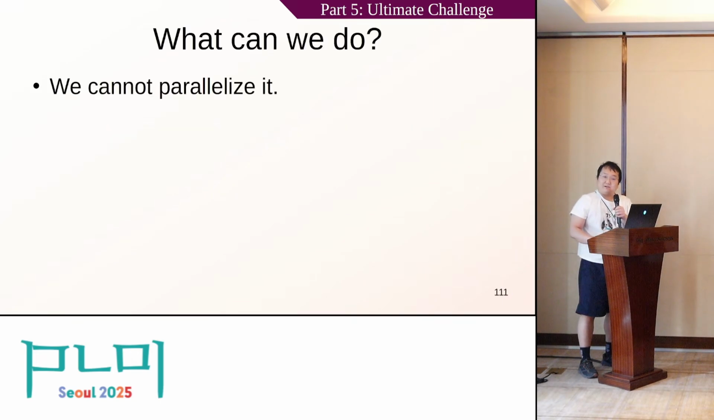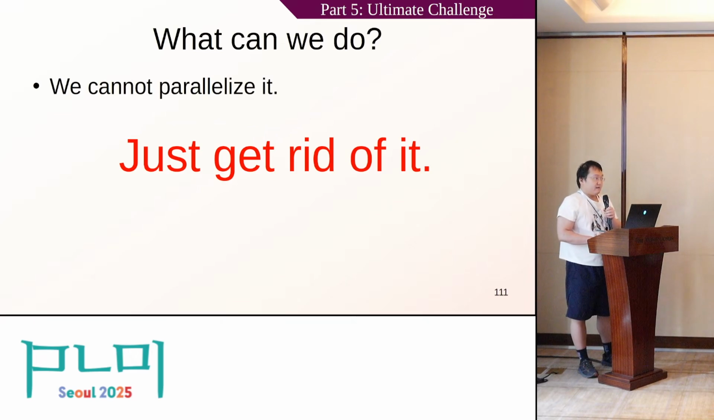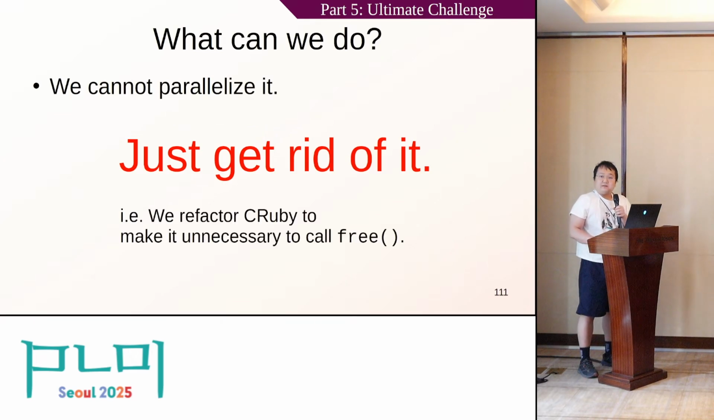If we can't parallelize it? The answer is we just get rid of it. In other words, we refactor CRuby to make it unnecessary to call free. So how do we do this?